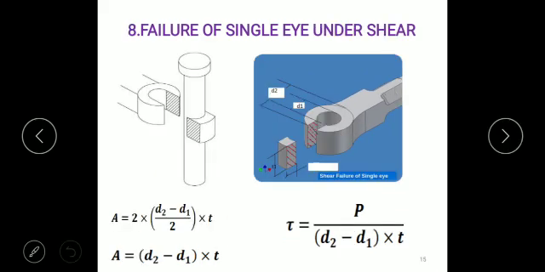Similarly, we'll go for the failure of the single eye under shear. Here also, this is the portion which is subjected to the shear failure, and again by using this equation we can calculate the induced shear stress.